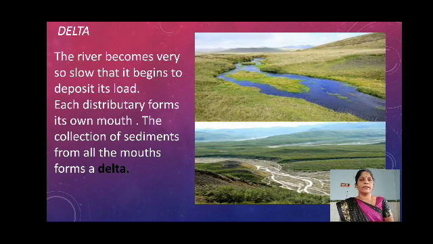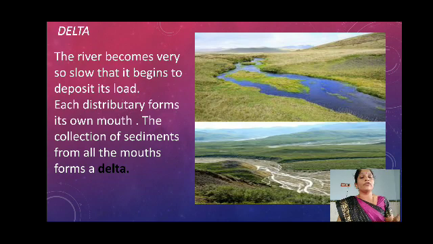Here the river becomes so slow that it begins to deposit its load. What does it mean when it is slow? The river eroded and carried a lot of things. It deposits those things because now it is very slow. So it deposits the materials that it brings.